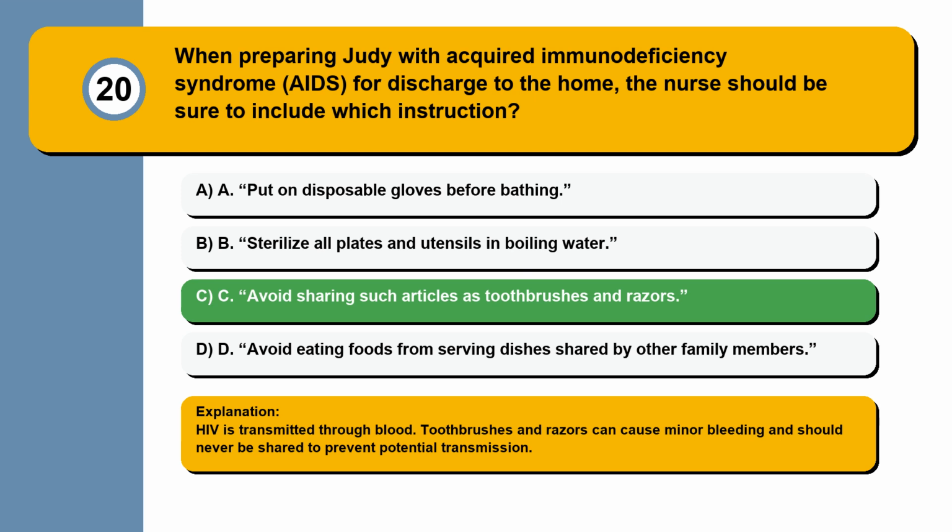HIV is transmitted through blood. Toothbrushes and razors can cause minor bleeding and should never be shared to prevent potential transmission.